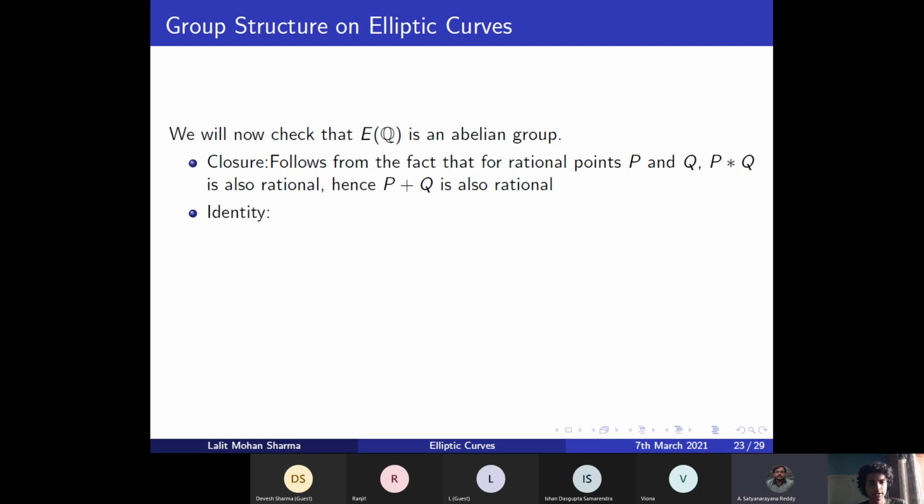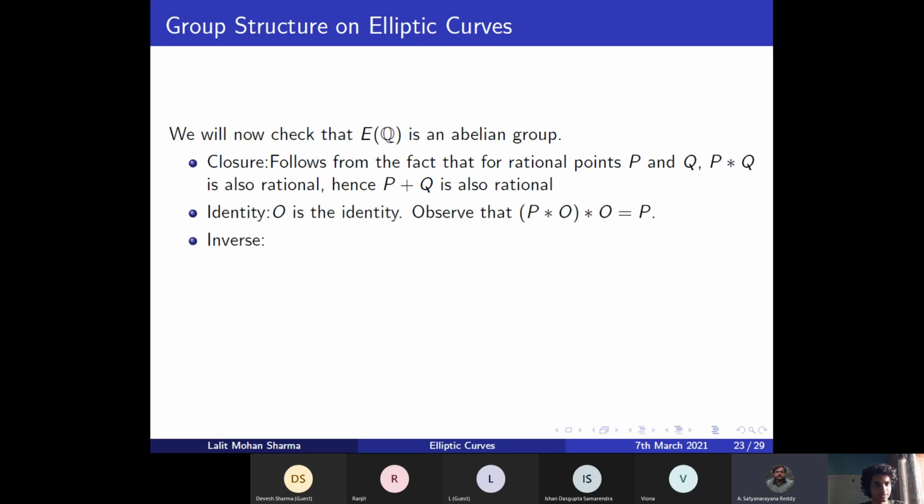So it turns out that the point at infinity can be taken as the identity because P star O is just going to be the reflection of P along the x-axis. So if x comma y is the coordinate of P, then P star O would be x comma minus y, and then you again do the operation with the point at infinity. So P star O is equal to P plus O, and that would give you back the point P.